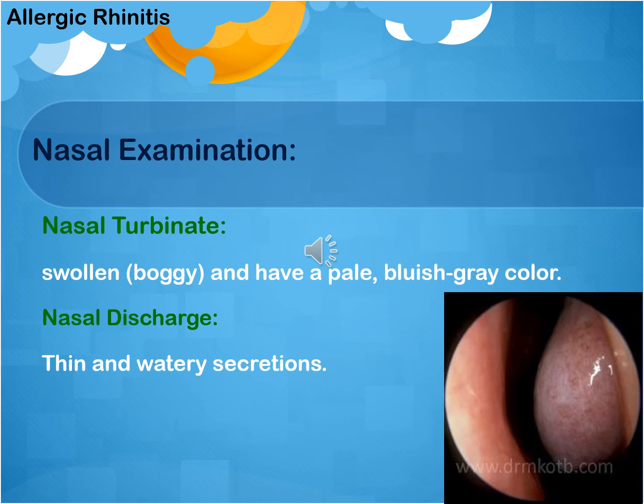So it is in contrast to the case of chronic hypertrophic rhinitis, in which the turbinate is red. Here the turbinate is blue, and this is characteristic for the color of the mucosa of the nasal turbinate and of the nasal mucosa. This color is characteristic for allergic rhinitis.